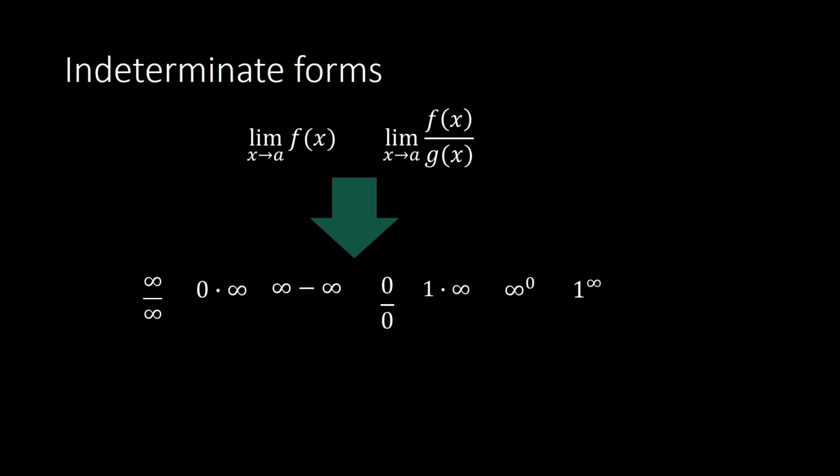So this is the class of indeterminate forms. And what do you do? What do you do when you see a limit that follows one of the indeterminate forms? Well, you can tell it from how we call them. We call them indeterminate forms.